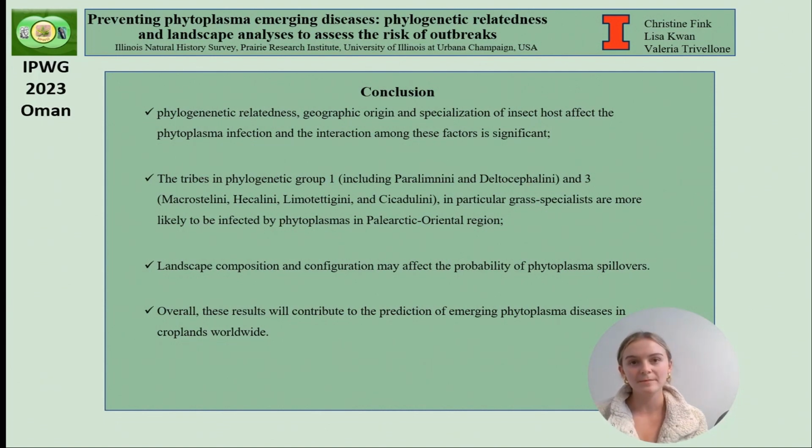Overall, this experiment demonstrated that phylogenetic relatedness, geographic origin, and specialization of hosts have a significant effect on phytoplasma interaction, and that tribes from phylogenetic group 1 and grass specialists from group 3 are more susceptible to infection in Palearctic and Oriental regions. We also found that landscape composition and configuration may affect the probability of phytoplasma spillovers. Overall, these results may be helpful with predicting emerging phytoplasma diseases and preserving global food security.